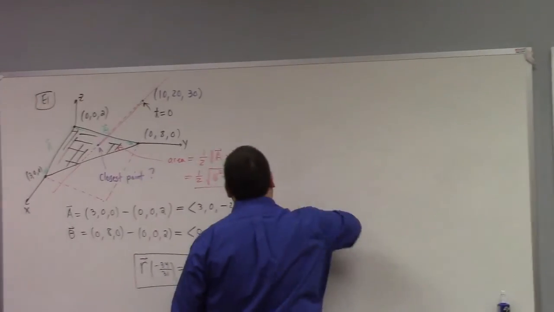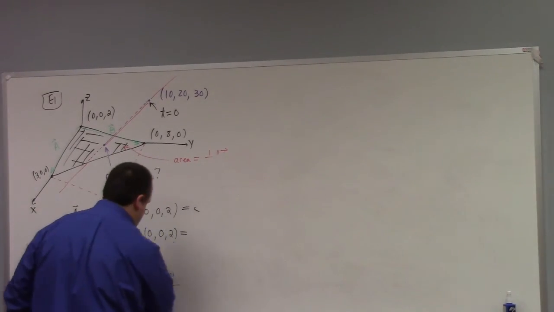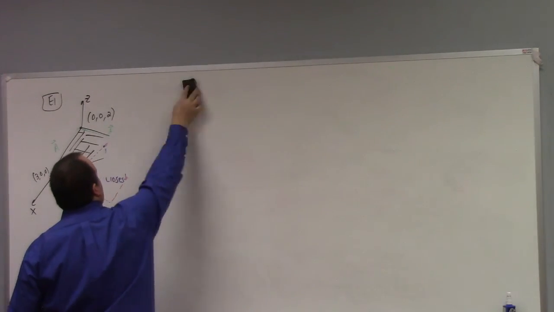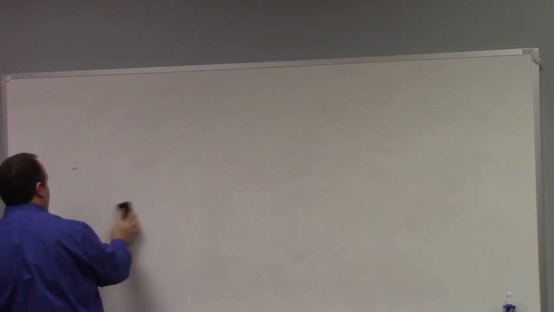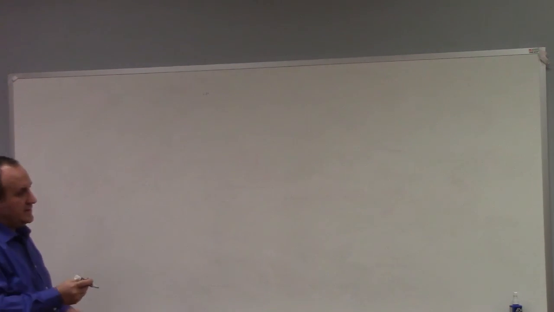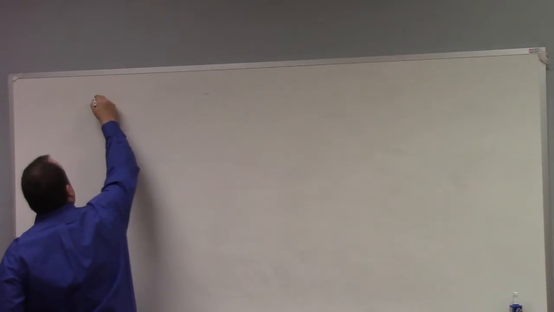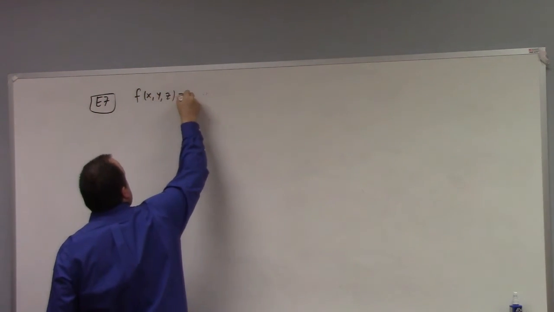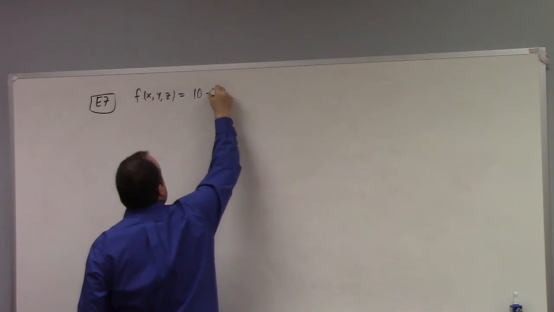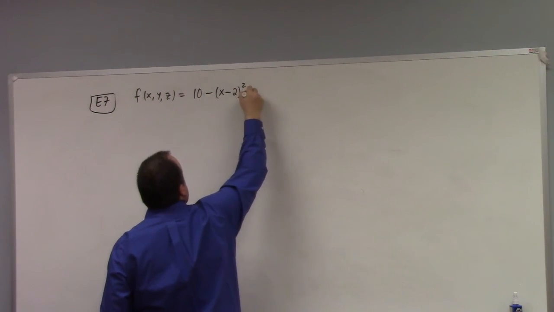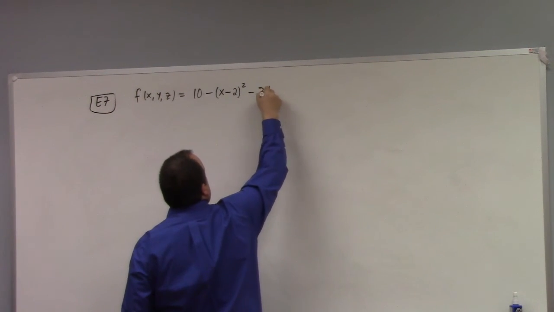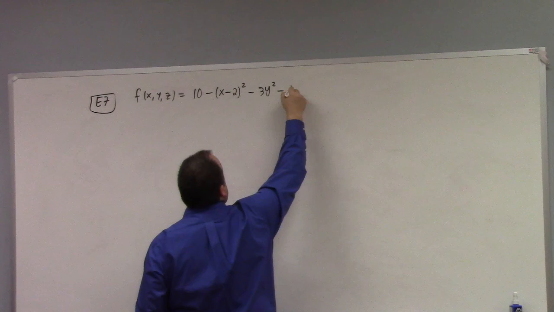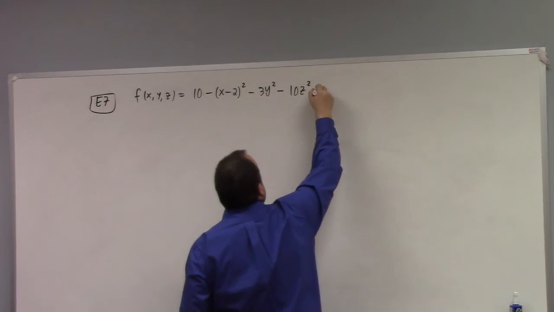Let me also remind you an easy question about multivariate extremal stuff. Let's see here. Example 7. Suppose you have f of x, y, z equal to 10 minus (x minus 2) squared minus 3y squared minus 10z squared, plus dot dot dot.